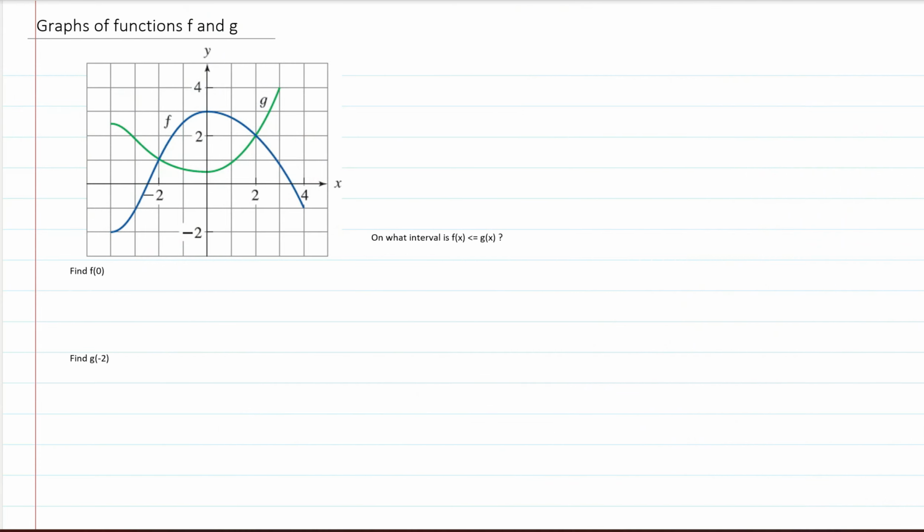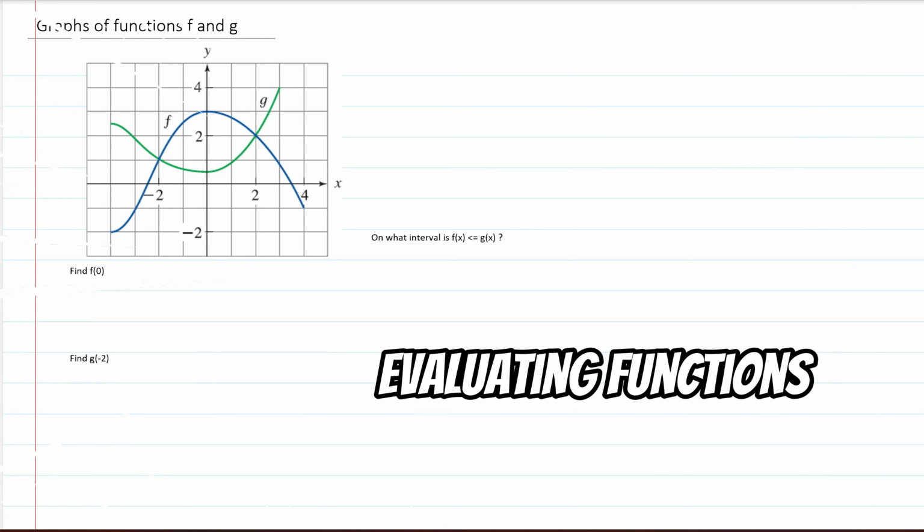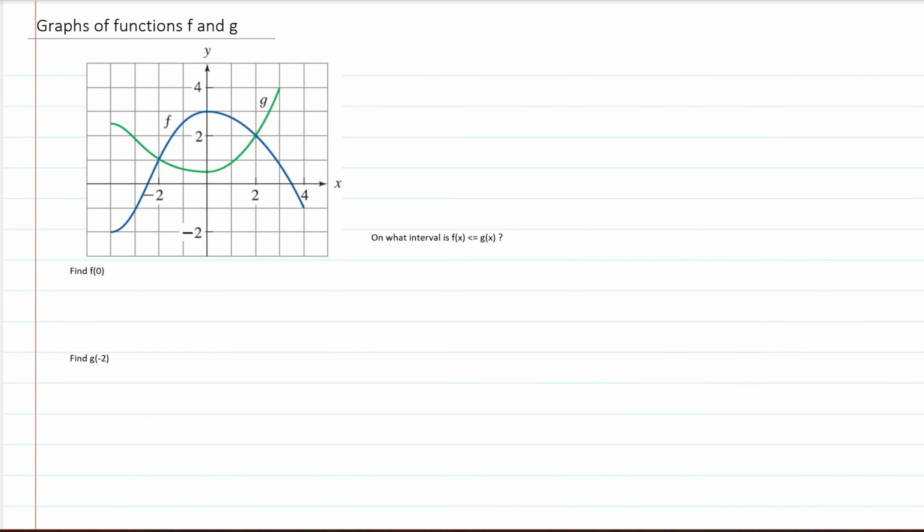So in this mini lecture, we're going to look at evaluating functions given their graphs. In this case, we have the function f, which is colored in blue, and g, which is in green. So our first portion says, let's go ahead and find f of 0. So to find f of 0, of course, we're going to be using the function that is colored in blue.